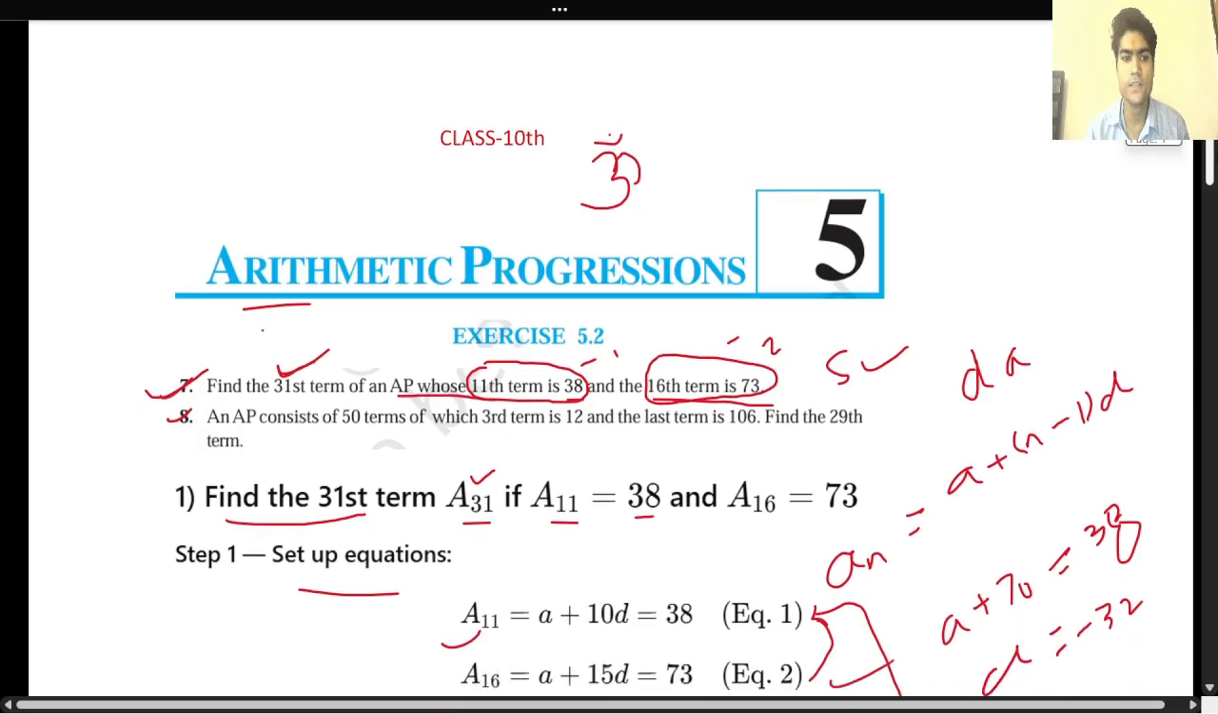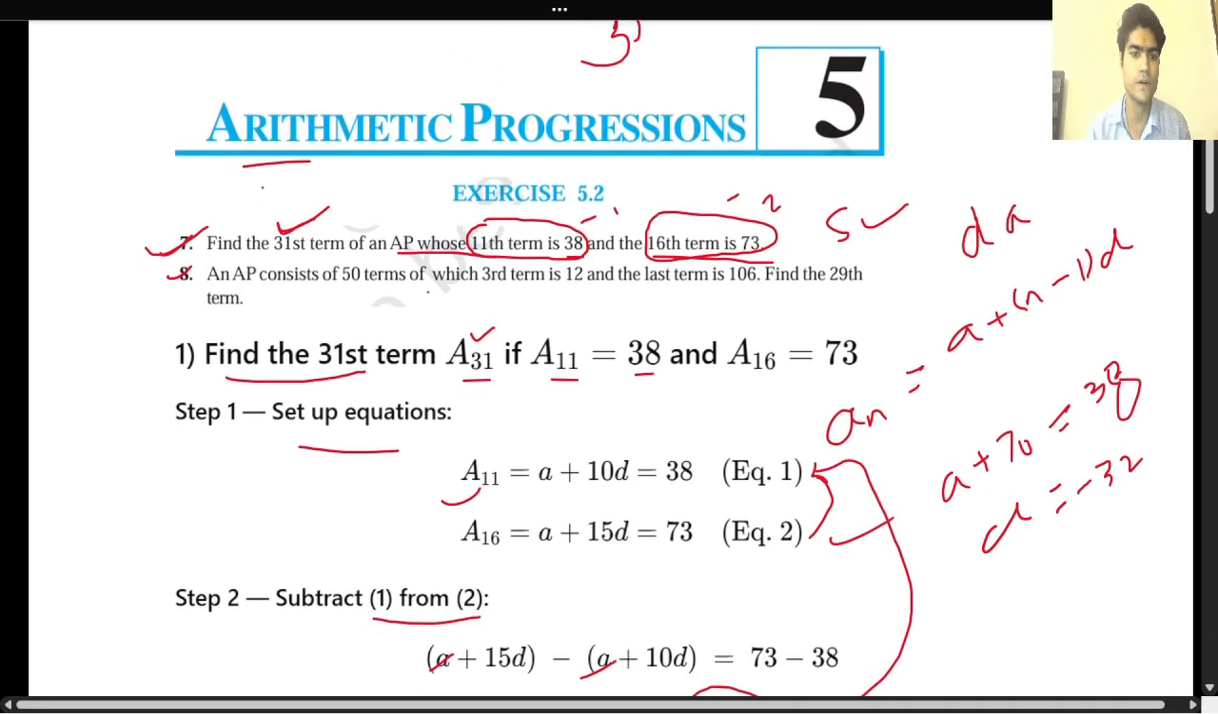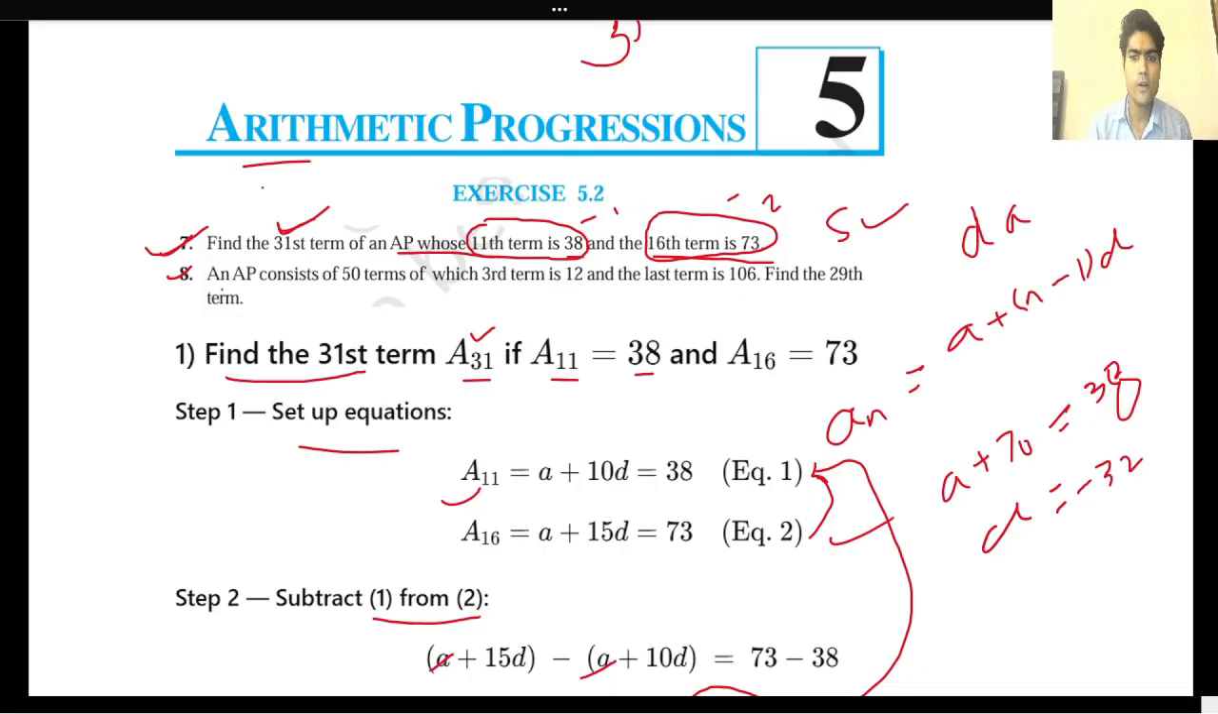Now it's time for us to look at question number 8. I hope the 7th question is clear to you. Now we move on to question number 8. An AP consists of 50 terms, of which the third term is 12 and the last term is 106. It's just similar to the previous question that we have done. You are given A3 is equal to 12, and you are given the last term.